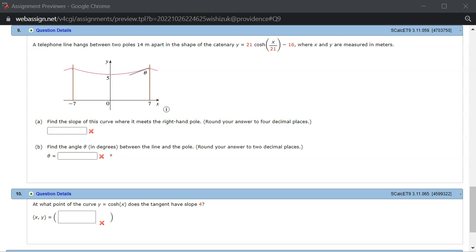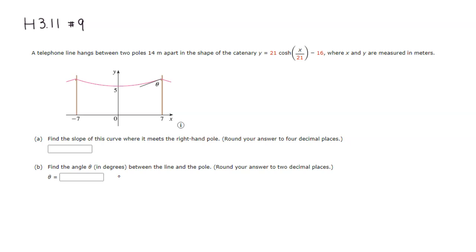All right, let's look at homework 3.11, problem number 9. We have a telephone line between two poles 40 meters apart, and this can be modeled by a hyperbolic cosine function. Part A: find the slope of this curve where it meets the right-hand pole, which is at x equals 7. Let's find the derivative first.